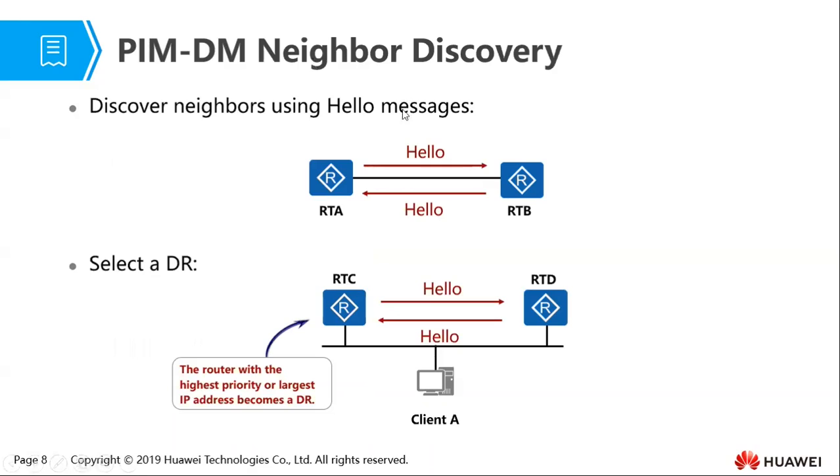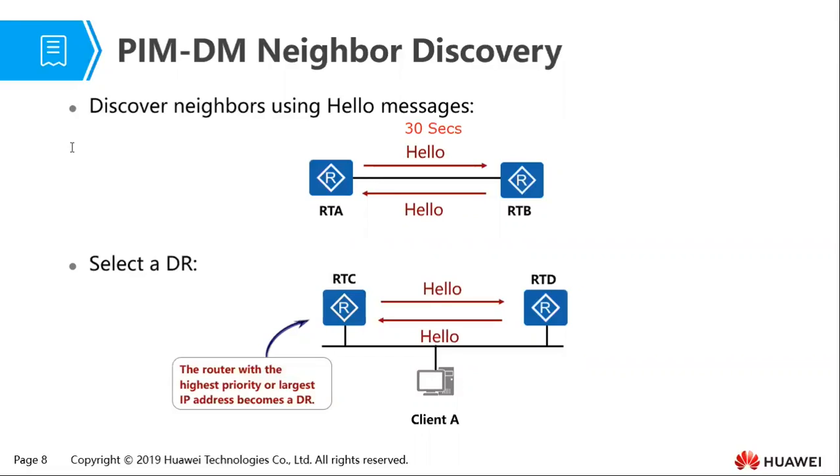So generally, in a PIM network, just like in many other protocols we've looked at, routers will send hello messages to other routers in order to discover them and establish neighbor relationships with them. The hello interval when it comes to PIM-DM is actually 30 seconds. So after every 30 seconds, a router will send a hello message in order to discover the neighbor.